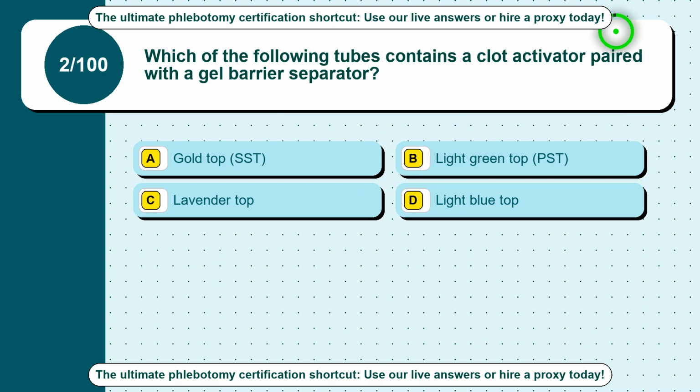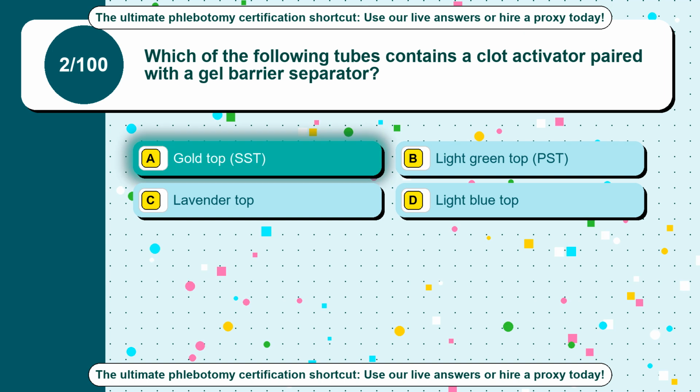Question 2. Which of the following tubes contains a clot activator paired with a gel barrier separator? Option A. Gold top, SSD. Option B. Light green top, PSD. Option C. Lavender top. Option D. Light blue top. The correct answer is option A.